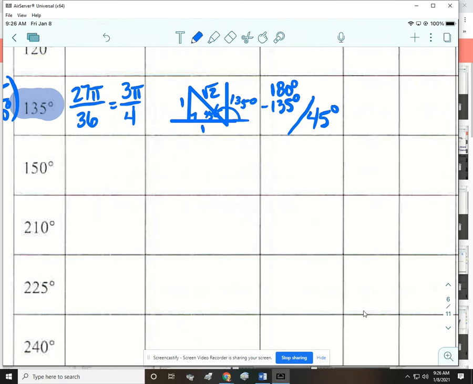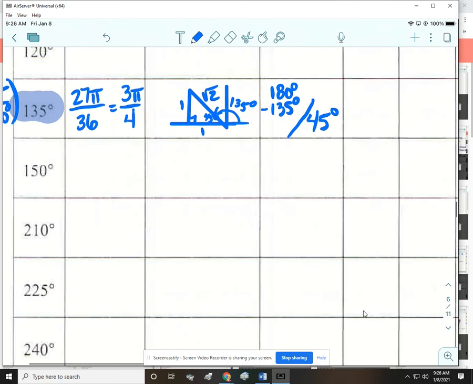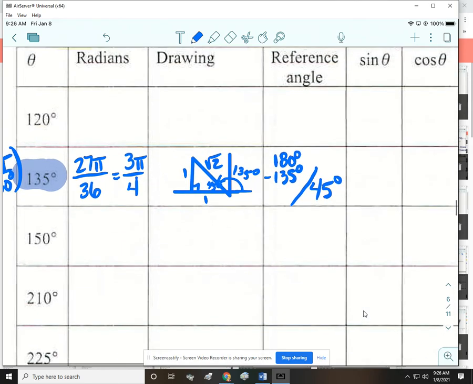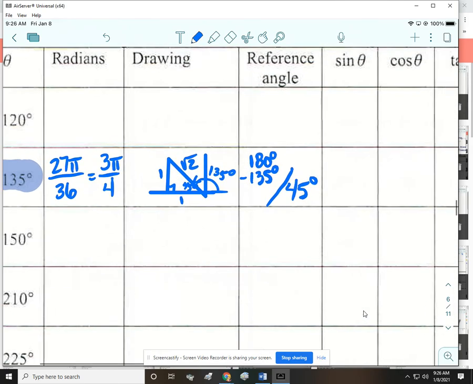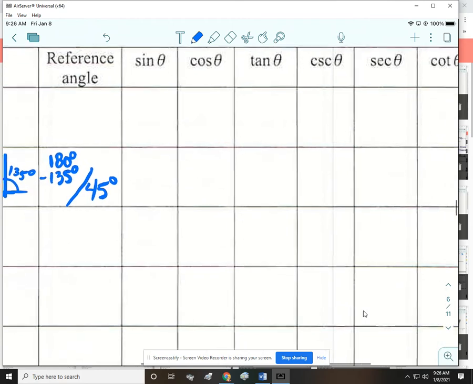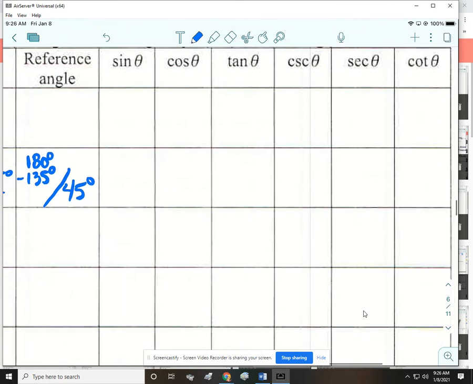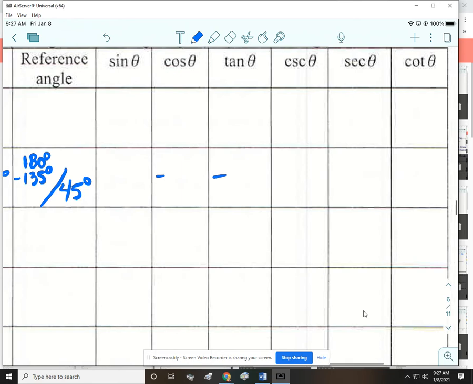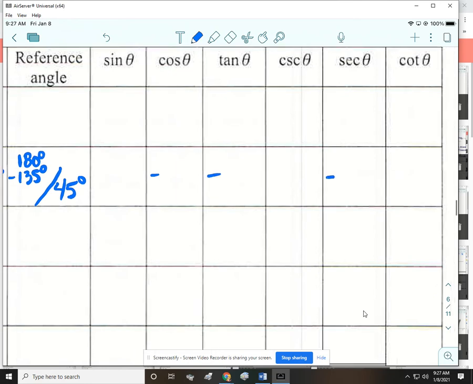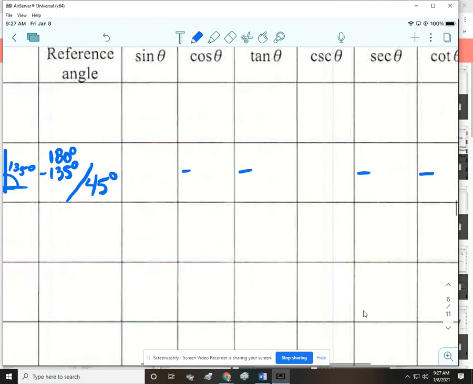Okay. And then we need to figure out the signs of our trig ratios. So in quadrant 2, if you remember, all students take calculus. In quadrant 2, sine is positive and the other two are negative. So I'll go ahead and make cosine and tangent negative. And then same goes for your reciprocal functions. Cosecant would be positive, secant and cotangent would be negative.